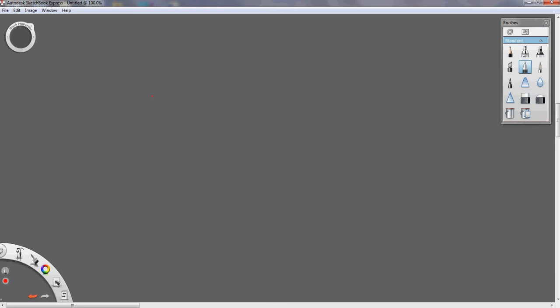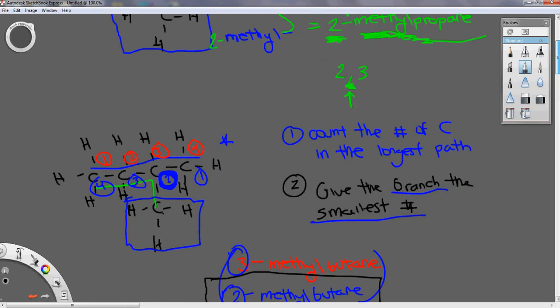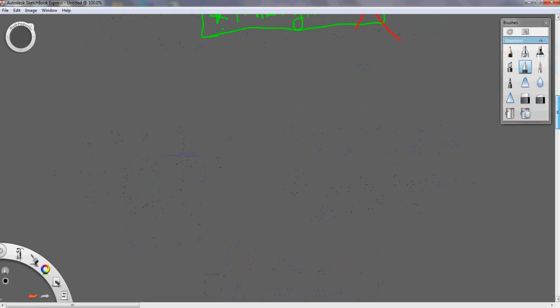Alrighty, let's do another example. Hold on real quick. So let's see what I've already put. Alright, try to name this one.